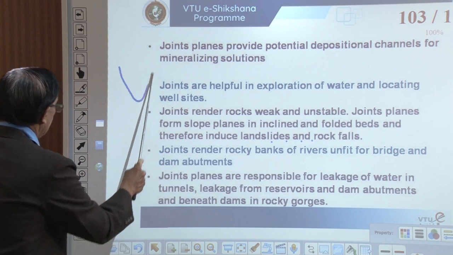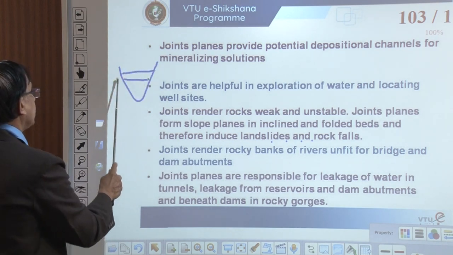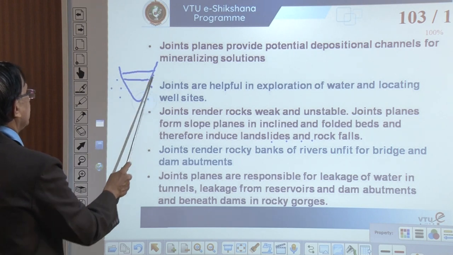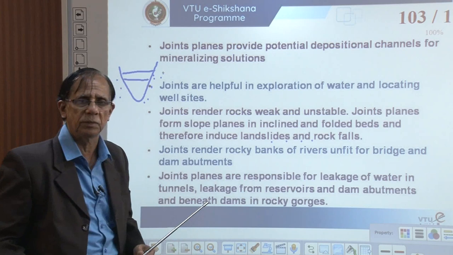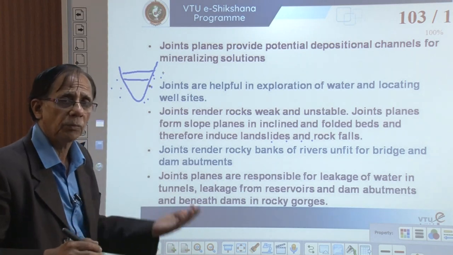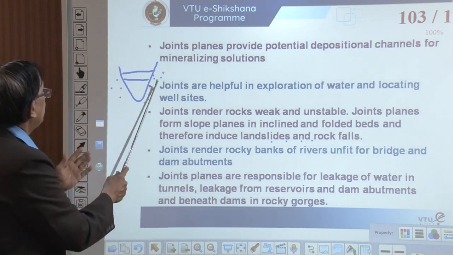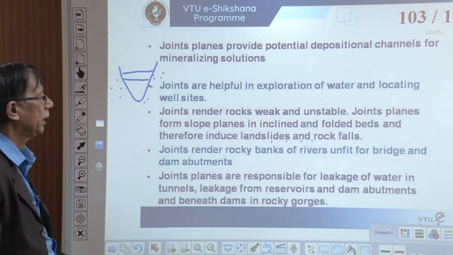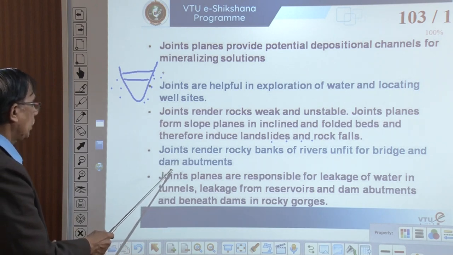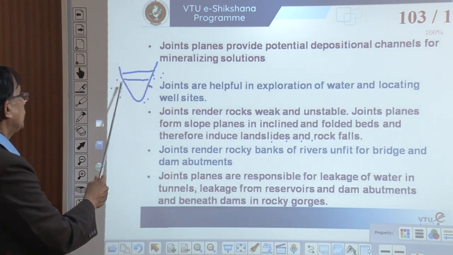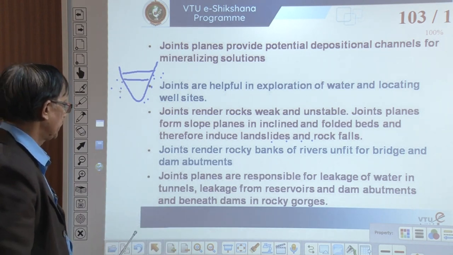We may have a river and wish to construct a dam and store water, but if joints are there, again seepage of water takes place. Loss of water from the reservoir takes place. So a watertight reservoir we cannot get because of the presence of joints. In a dam abutment, if jointed rocks are there, it is a severe weakness.